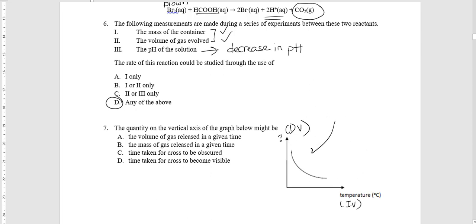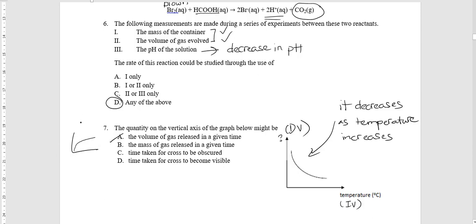Okay. So we're going to go through the options. The first one, the volume of gas released in a given time, definitely will not decrease as temperature increases, because if you increase temperature, you increase reaction rate, and that should increase the volume of gas produced. If anything, it's going to look something like this, just because it should eventually plateau when you reach equilibrium.